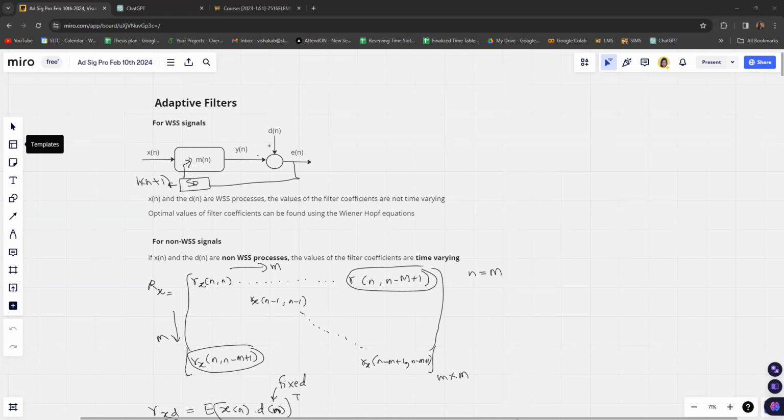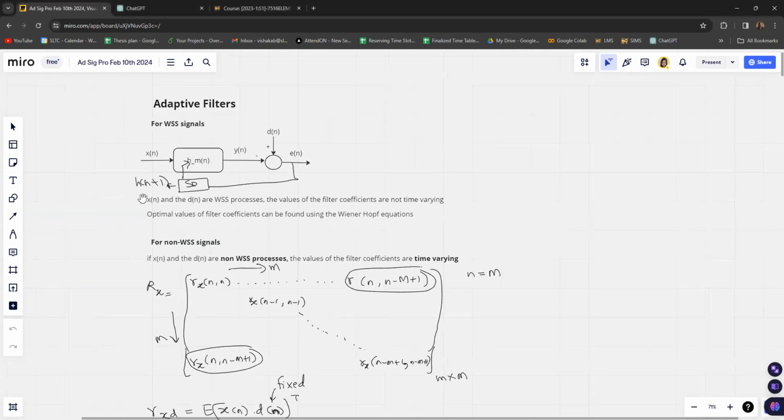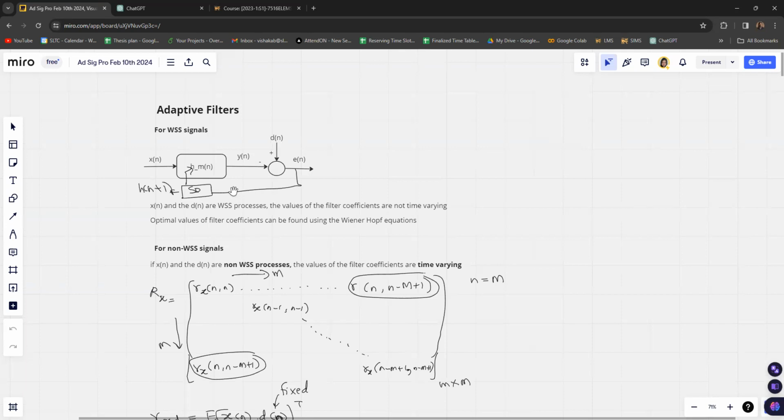So in the last class, we discussed adaptive filters and especially how we can find the optimal filter coefficients for that kind of adaptive filter. An adaptive filter is a filter which updates its coefficients based on the error that can be observed between the output of the filter and the desired signal. So based on the error value, the filter coefficients get updated with time.